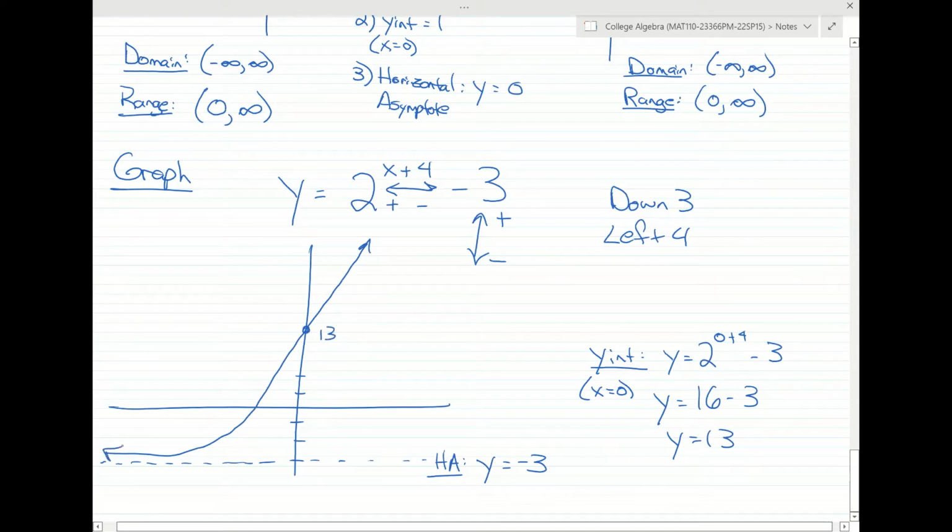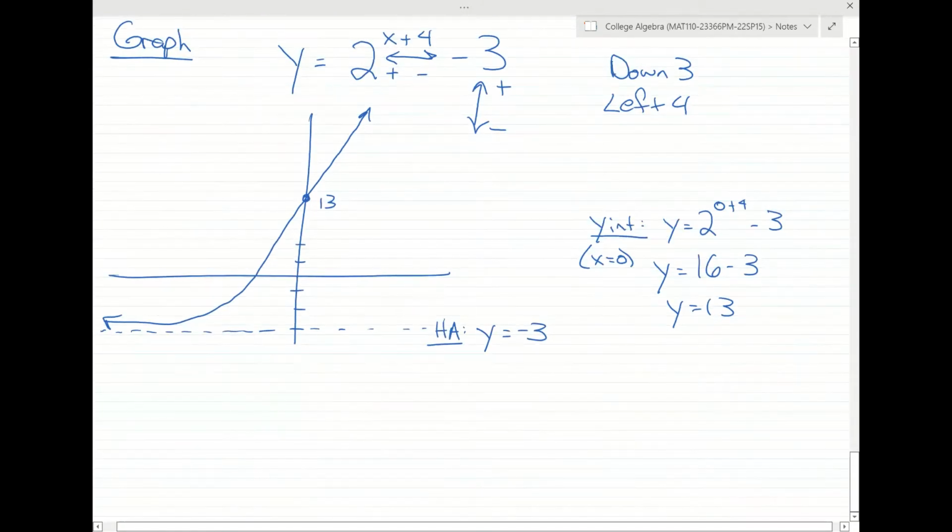Your graphs for me don't have to be perfect. As long as it looks like a hockey stick, you have the correct y-intercept and you have the correct horizontal asymptote, everything's good. All right. I do want to just show you how to graph by making a table.